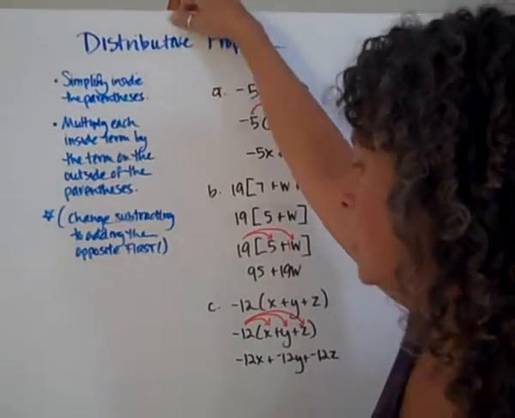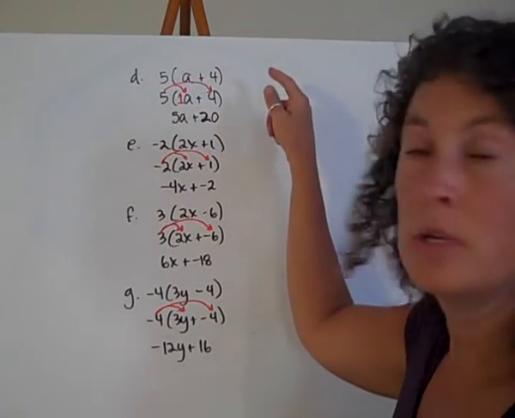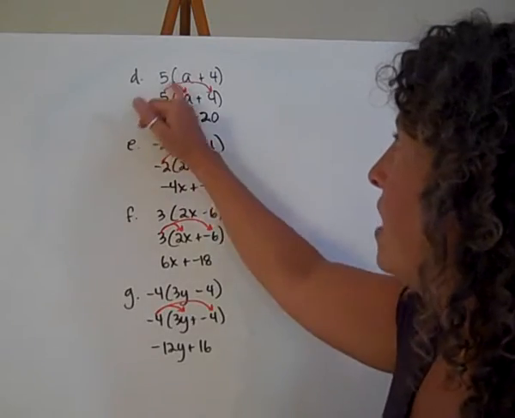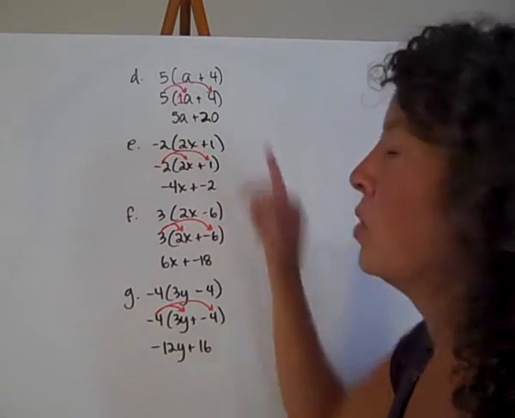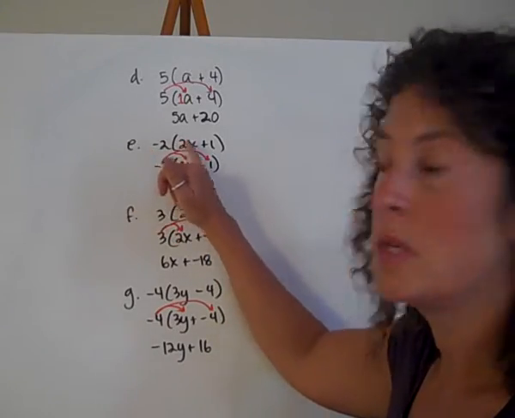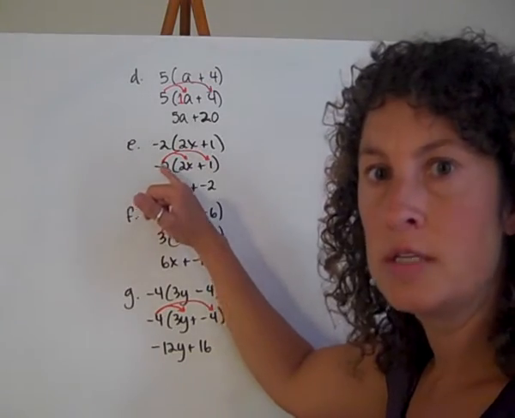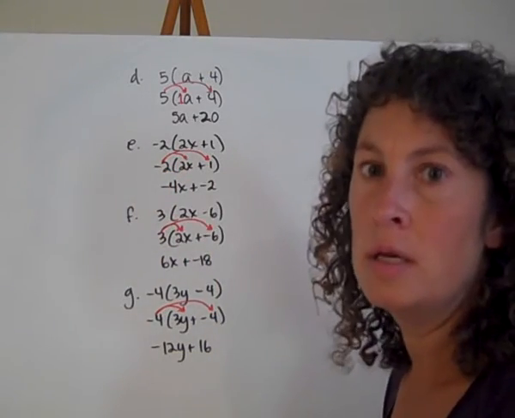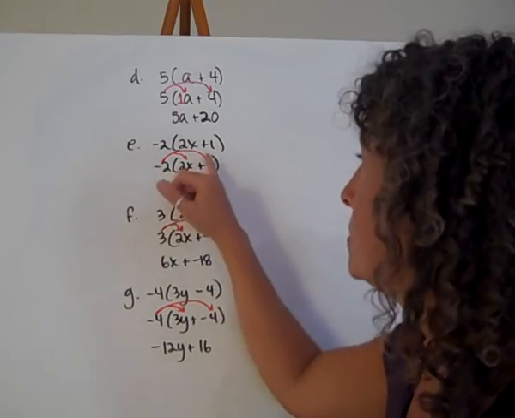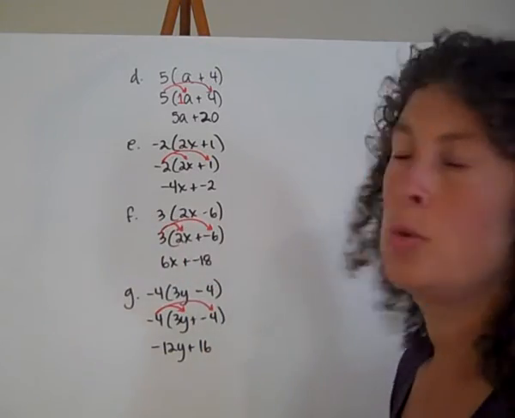Alright, let's do a few more and see if this is making sense. So I have 5, and then in parentheses, a plus 4. Don't forget that that a really has a 1 in front of it. So 5 times 1a is 5a, and 5 times 4 gives me 20. Let's work with some negatives. -2 times, and then parentheses, 2x plus 1. So this -2 is going to get distributed onto everything in the parentheses. So I have -2 times 2x is -4x. -2 times 1, -2.